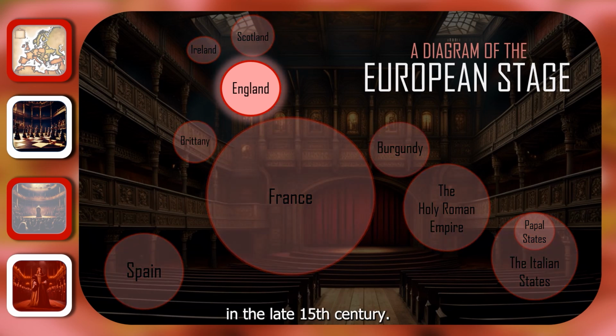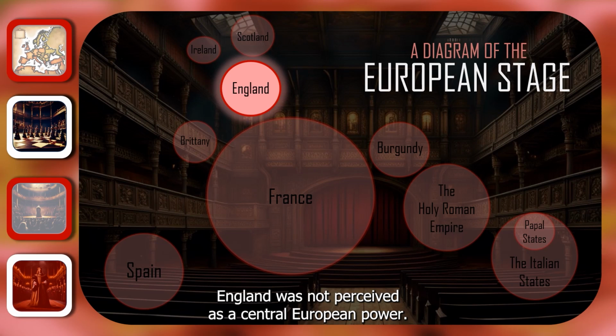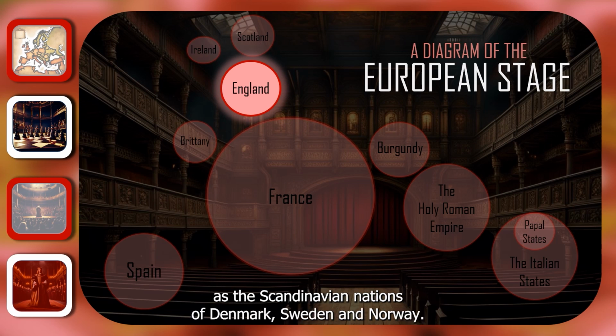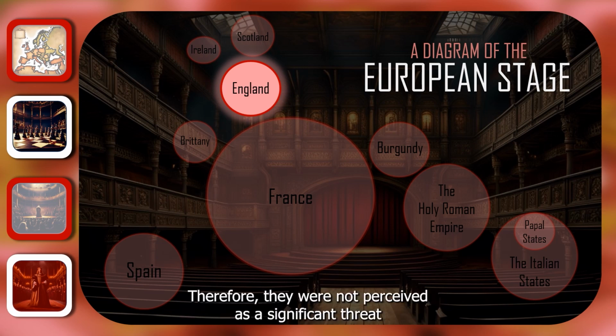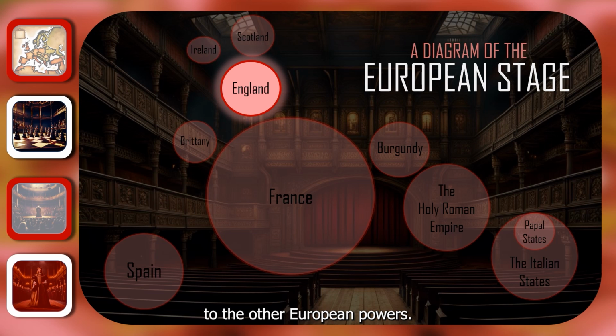In the late 15th century, England was not perceived as a Central European power. If anything, it was considered in the same category as the Scandinavian nations of Denmark, Sweden, and Norway. The 50 years of civil war had also resulted in loss of territories in northern France. Therefore, they were not perceived as a significant threat to the other European powers.